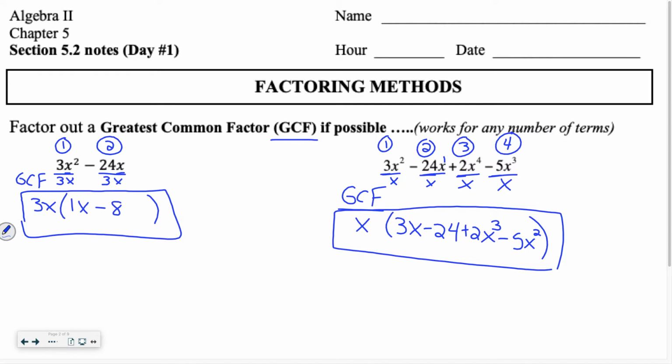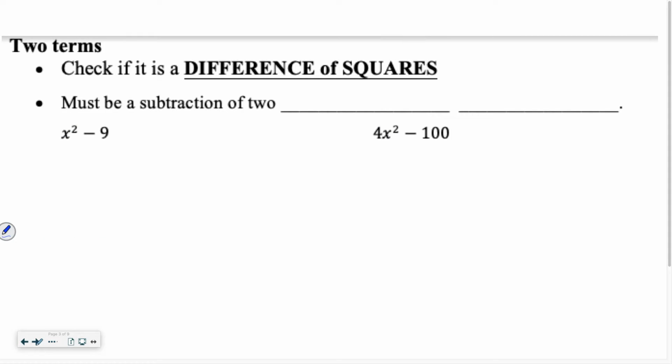Okay, and if at all I move too fast at any time, just hit pause. I'm going to keep moving along just so I don't go too slow for you.